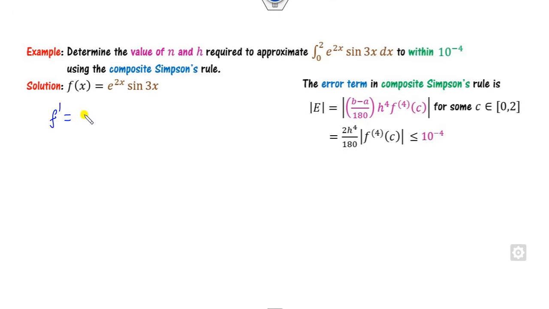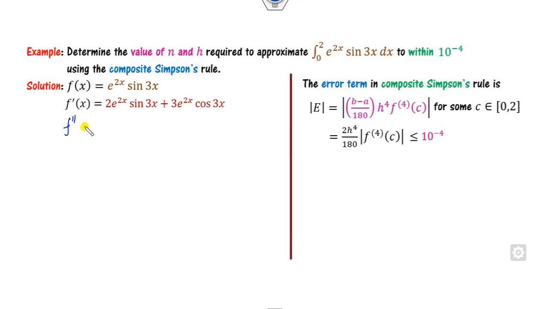What is the first derivative? We can apply the product rule. It's e raised to power 2x times (2 sine of 3x plus 3 cos of 3x). This is the first derivative. Now we can find the second derivative. What is the second derivative? Again I can apply the product rule.